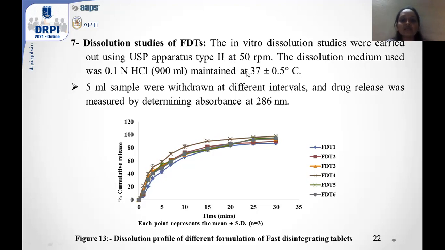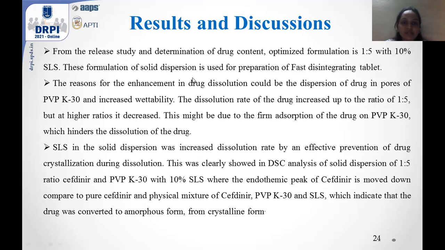And here we have used the USP apparatus type 2 at 50 RPM, and we have taken 0.1 normal HCl, which was maintained at 37 plus minus 0.5 degree centigrade. This I have already explained. So this is the result, and here are the results and discussions.